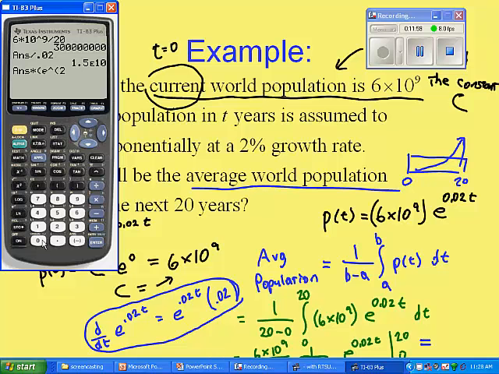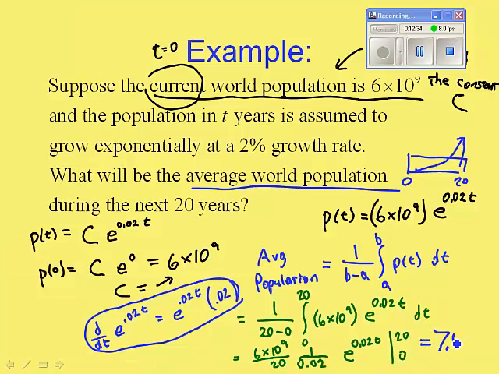So times e to the 20 times 0.02, right? Minus, and then I have to put in what? 0, so I'll just subtract 1. That's what I'd get when I subtract 1. So there we go. So what's the population? Guess I could put in commas here. So it's about 7.4 billion, approximately. So in 20 years, that's the average population.